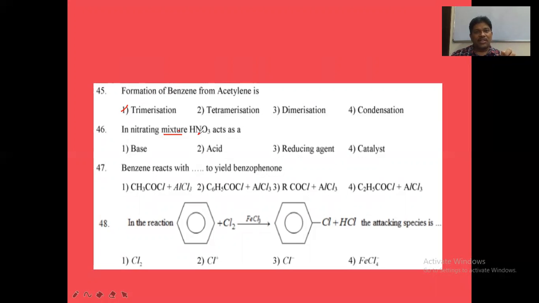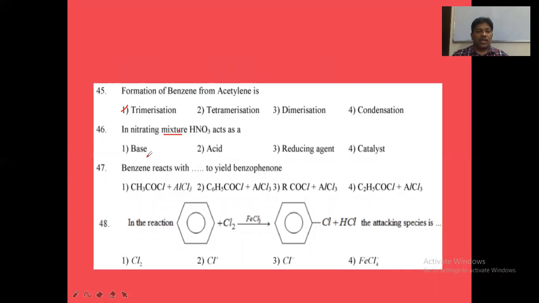A proton acceptor is called a Bronsted base, and the proton donor H2SO4 behaves like a Bronsted acid. So in the nitration mixture of HNO3 and H2SO4, H2SO4 donates a proton and HNO3 accepts a proton. Therefore, HNO3 behaves as a base, and we can also say Lewis base, by the Lewis acid concept. So remember that HNO3 acts as the base and H2SO4 acts as the acid in the nitration mixture. Keep that point in mind.